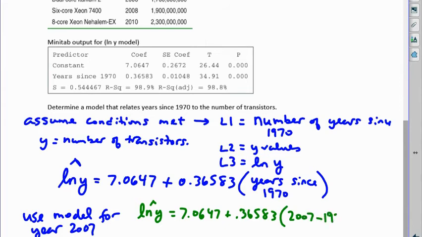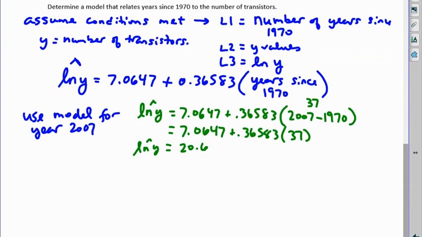So natural log of Y is 0.70647 plus 0.36583 times 2007 minus 1970. So that's really 37 years past 1970. And as I put that into my model, what I find is that the predicted natural log of Y is 20.6.